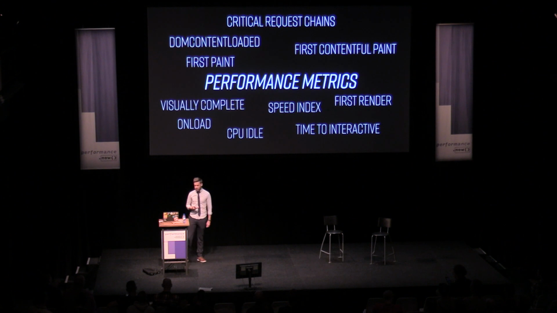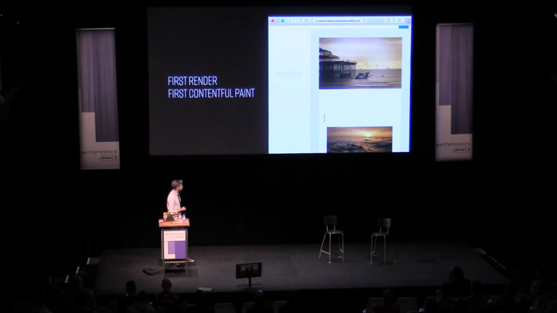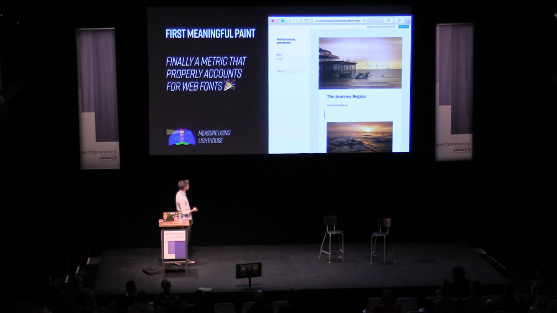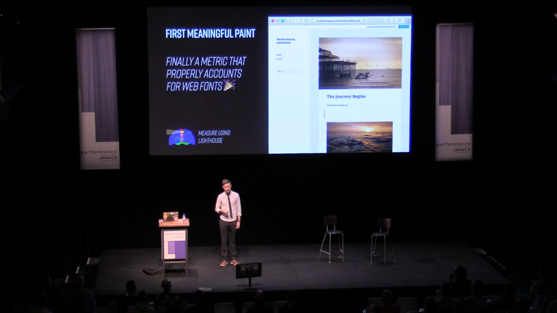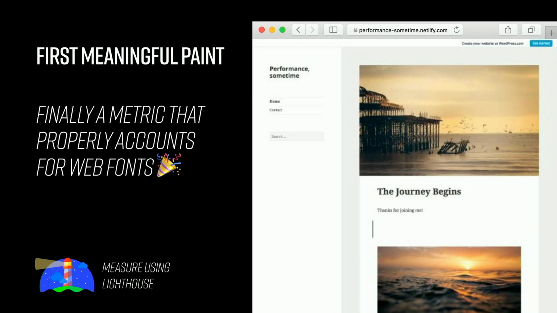All right, so we have a lot of performance metrics that we measure, and a lot of these are not good when it comes to measuring web font performance. When you get first render, first contentful paint, there's actually no content on the page. There's an image, I guess, which is why the browser thinks that it's contentful, but it's not useful for the user that wants to read what's happening on our blog. So not great. What we want to measure is first meaningful paint. It's finally a metric that properly accounts for web fonts. It includes a built-in delay so that it waits for your web fonts to finish, when your biggest layout happens. And you can measure this using Lighthouse.